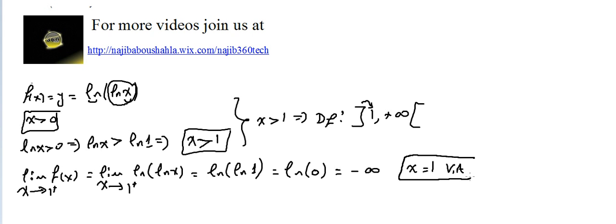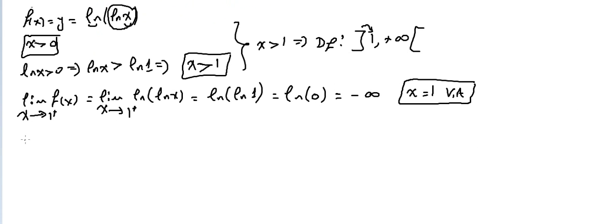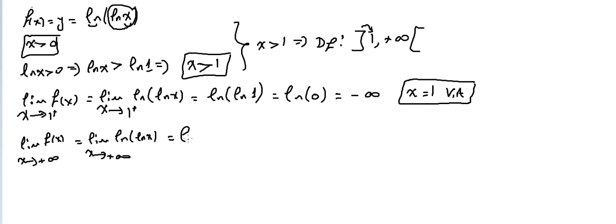So now the vertical asymptote is not the y-axis anymore. It's not x equal 0. It is x equal 1. Then we find the limit at the end point infinity, as x approaches plus infinity, of ln of ln x. The answer is simply ln of ln infinity, and ln infinity is plus infinity. So it's ln of infinity, and ln infinity is infinity again.